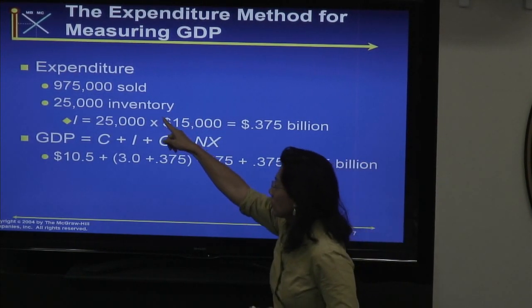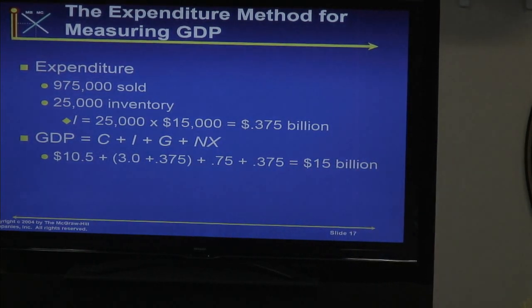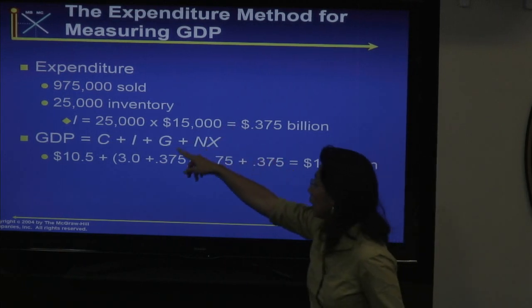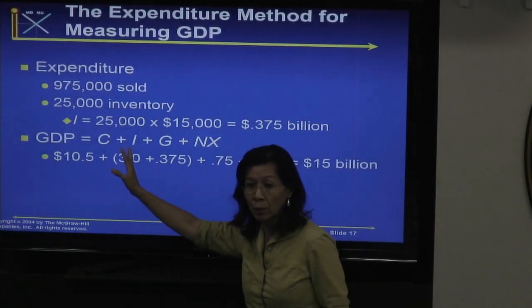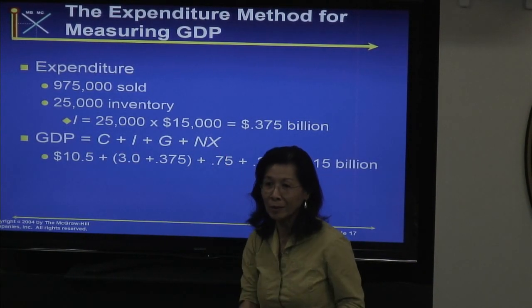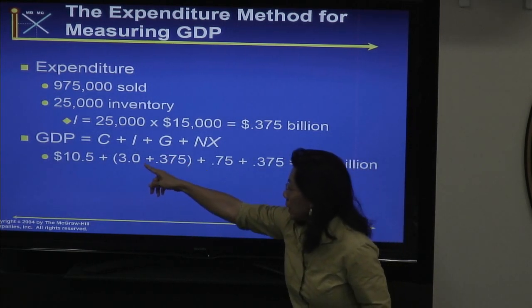So that actually goes into your I. Remember that? Go back to your page 50. Your investment has 3 subcategories. One is business fixed investment, the second one is residential investment, the last one is inventory. So that goes into your I as well. So you got 0.375 million, so now finally you add all together, because we ask questions like that on the test. 10.5 goes there, and your I has 2 parts.